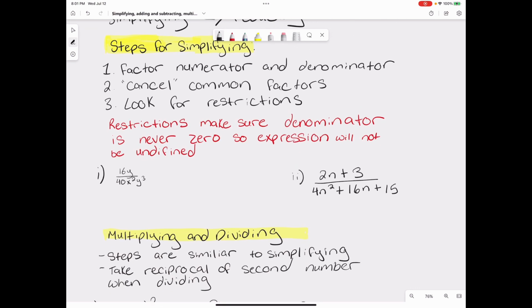So steps for simplifying: you want to factor the numerator and the denominator, cancel any common factors, and look for restrictions. This term of restrictions might be new to you, and it basically means that you have to make sure the denominator is never 0, so that the expression will not be undefined. Because remember, we are working with fractions, so when the denominator is 0, the answer is undefined.